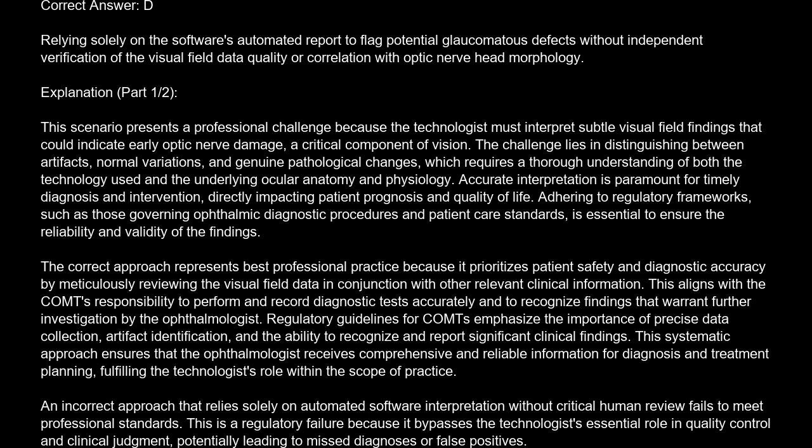investigation by the ophthalmologist. Regulatory guidelines for COMT emphasize the importance of precise data collection, artifact identification, and the ability to recognize and report significant clinical findings. This systematic approach ensures that the ophthalmologist receives comprehensive and reliable information for diagnosis and treatment planning, fulfilling the technologist's role within the scope of practice.